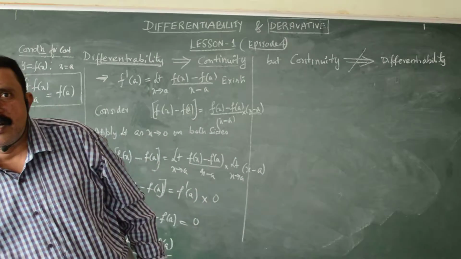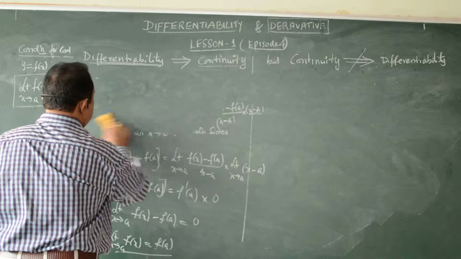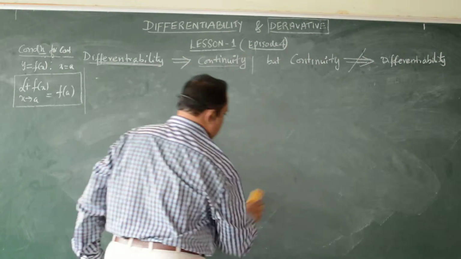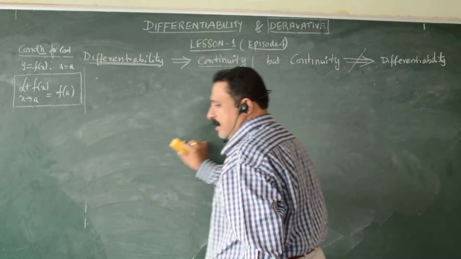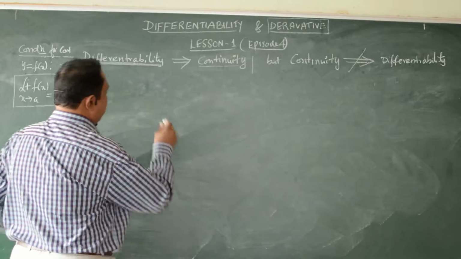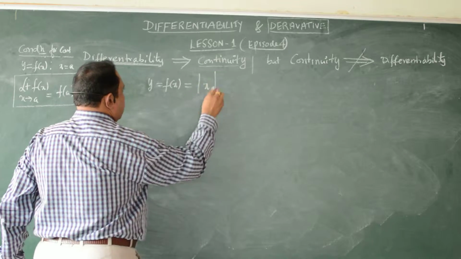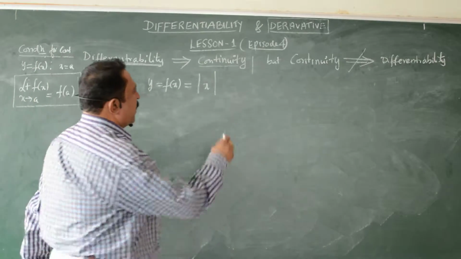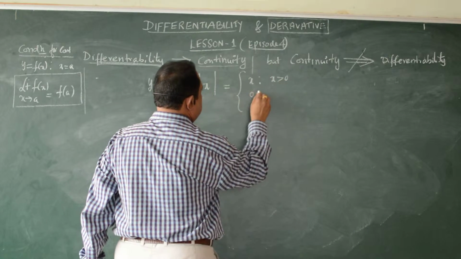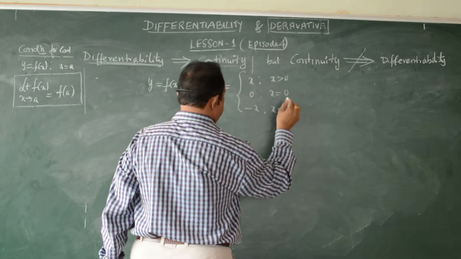But the converse need not be true. The converse is, if a function is continuous at some point, then it need not be differentiable at the same point. Now to prove this, let's consider a function, say y is equal to f of x, where f of x is the modulus function of x, and you know that modulus function is defined as x if x is greater than 0, it is 0 if x is equal to 0, and minus x if x is less than 0.